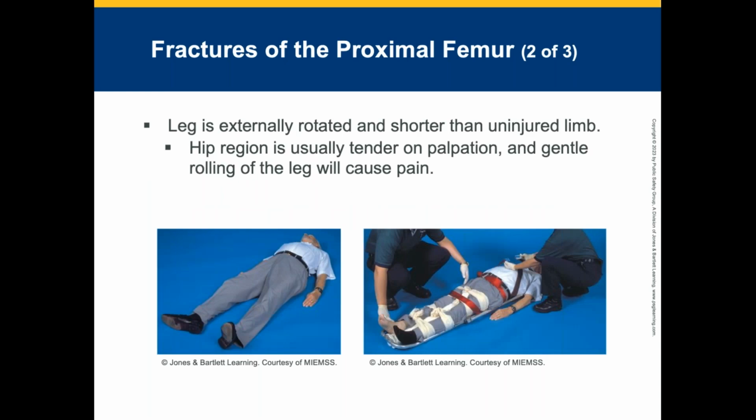So if you notice here with the injury, you see how they place them on the board and splint. The leg is externally rotated and shorter than the uninjured limb. So you can see the outward rotation here, and this is actually going to be shorter going up. And then you have that femoral head up here that's actually fractured. On occasion, pain is referred to the knee. So pain will actually refer down to the knee if you happen to see it.